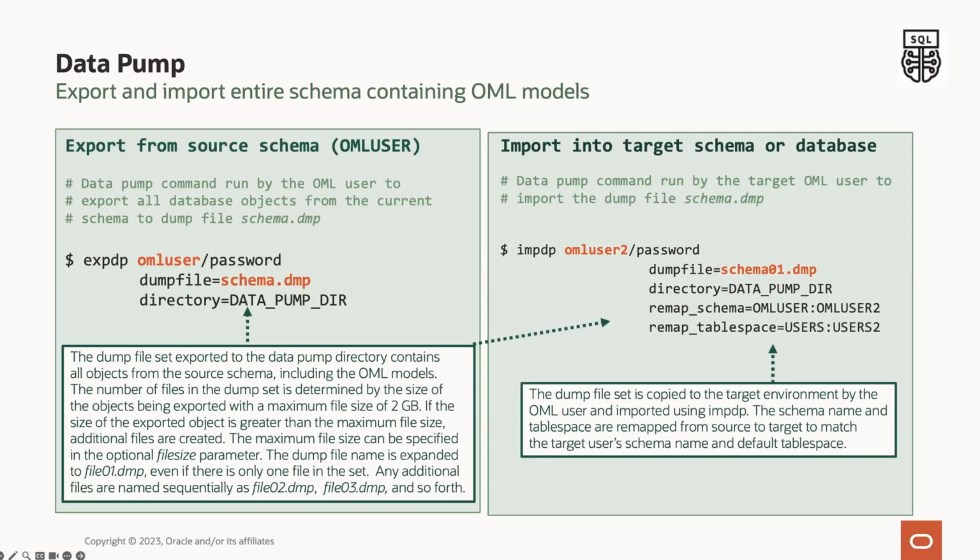So note here that the expdp and impdp cannot be used to export or import individual models. So, assuming we want to only migrate our models to another schema or database, what are the other options here?